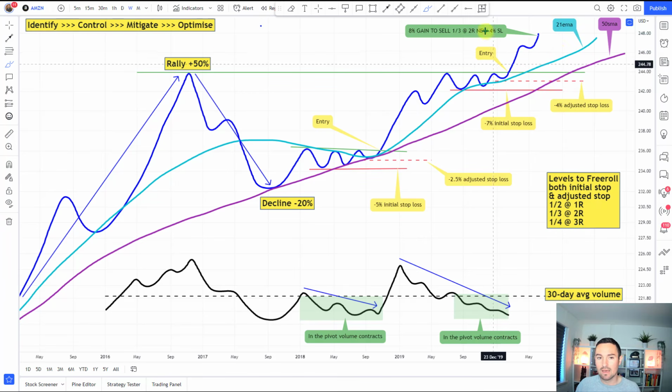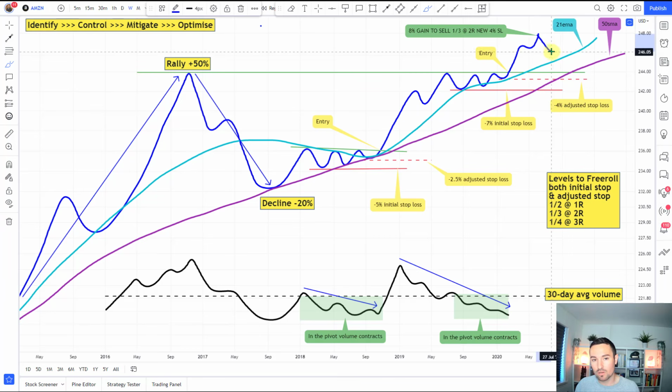So I would rather sell 1/3 here and keep a wider stop loss than just go stop loss to break even and keep my whole position. The reason is because invariably, the vast majority of the time, there's going to be some form of testing action.